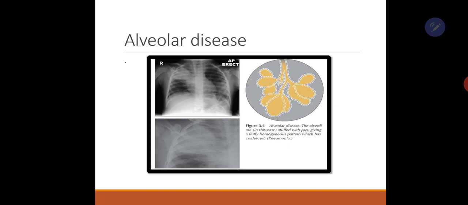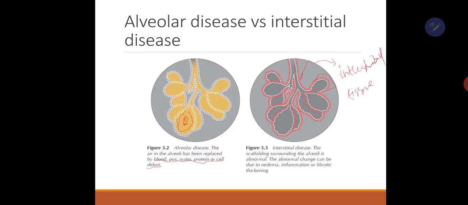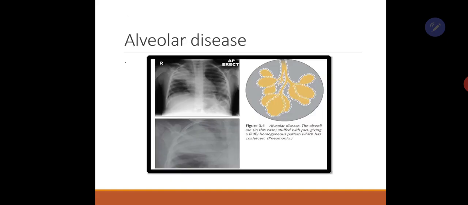Now we will be discussing alveolar disease. Just like I told you, the air space is filled by blood, pus or mucus or water or protein or cell debris. The alveoli in this case are stuffed with pus, giving a fluffy homogeneous pattern which has coalesced.